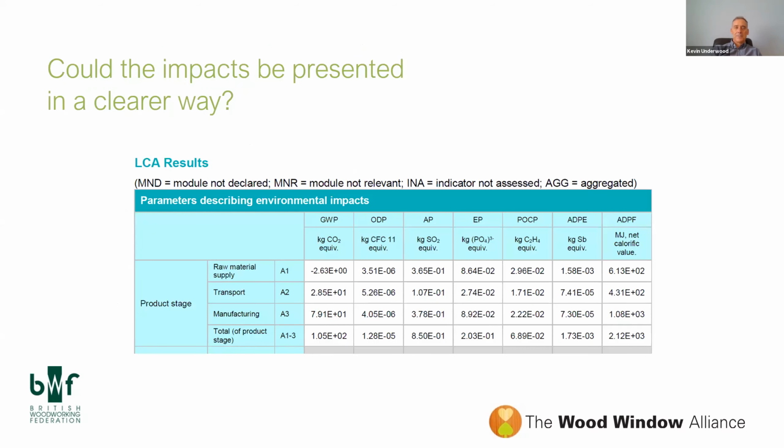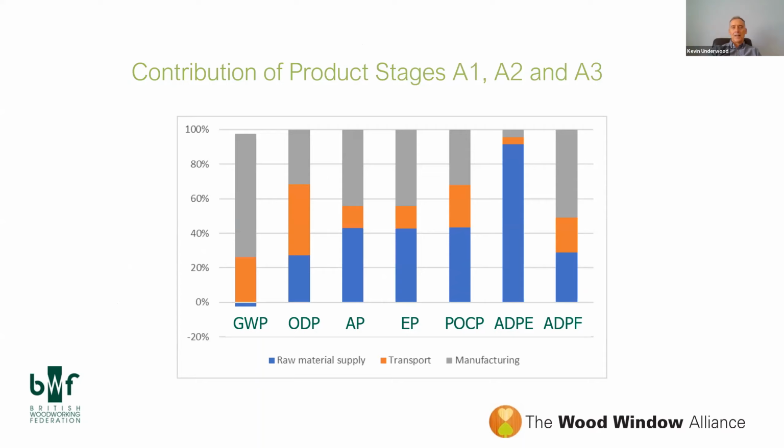Could these figures be presented in a clearer way in the EPD? This table shows how the LCA results are currently presented in the EPD. If we just change the format, then we can see where more of the impacts are taking place. Blue for raw material supply, orange for transport, and grey for manufacturing. We can see there under the Lean tool for the raw material supply, we're getting a negative global warming potential, or CO2 equivalent, for the timber materials that we're using.